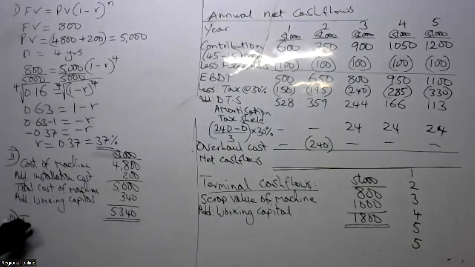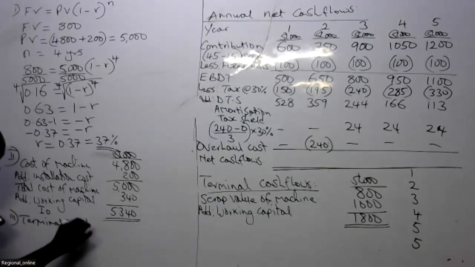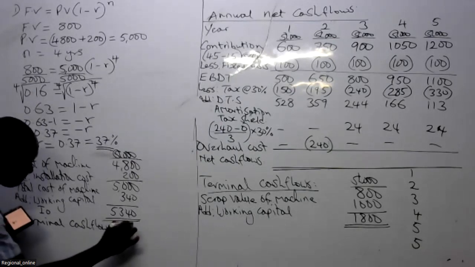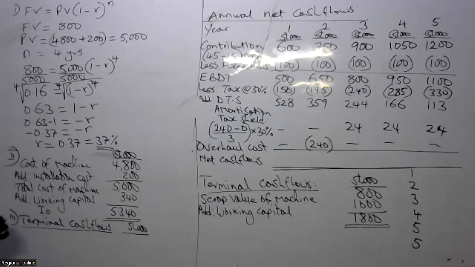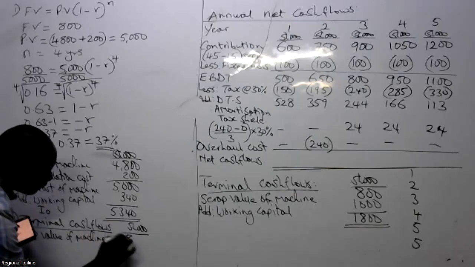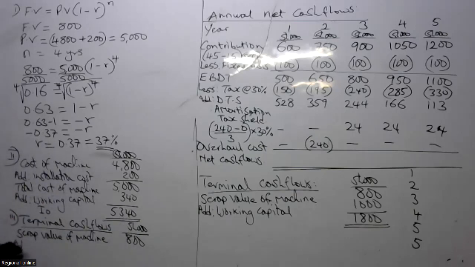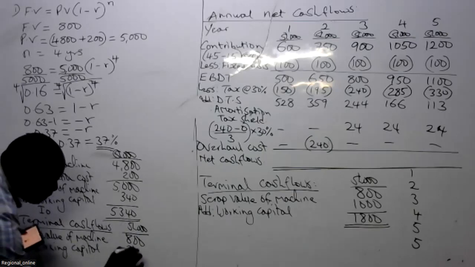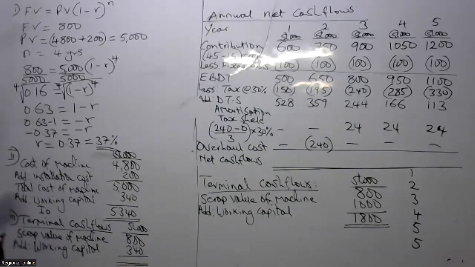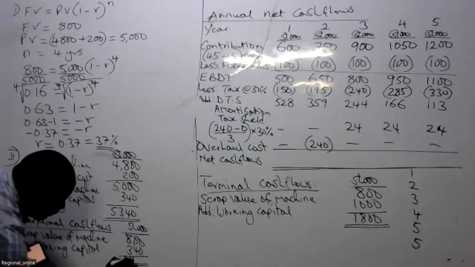Terminal cash flows. We have the scrap value. We are told how much? 800. Then you remember what? The working capital again. And the working capital was 340. So we are having 1,140.